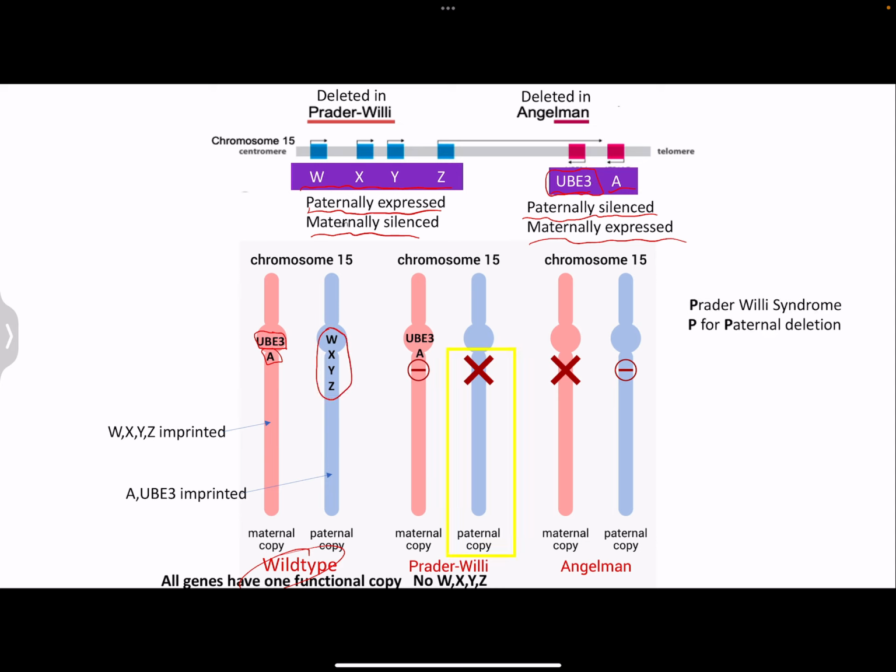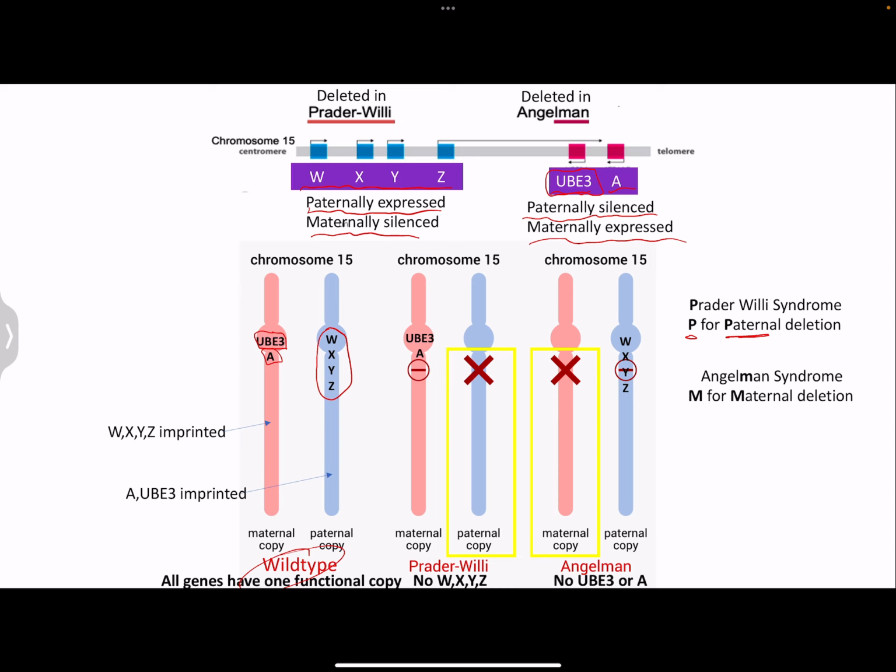So this deletion is responsible for Prader-Willi. And I always thought of P for paternal, Prader paternal. If you look at Angelman, it's the opposite. We have a deletion on mom, and so the paternal copy is fine. So we don't have UBE3A, so the maternal deletion is now responsible for this.